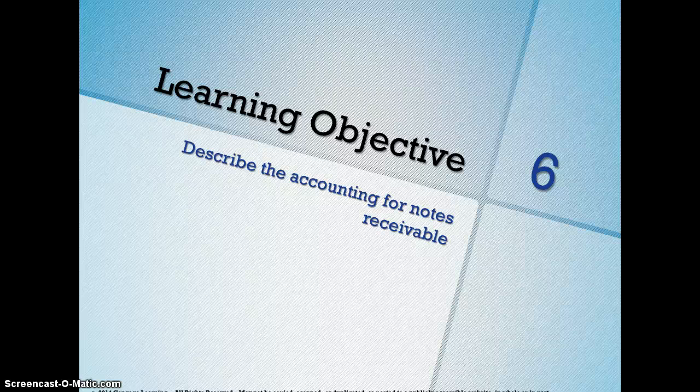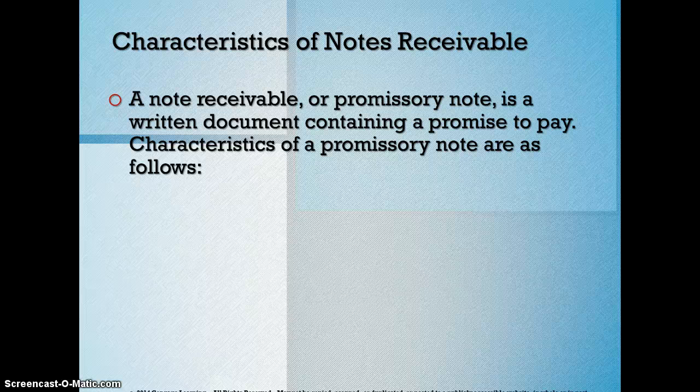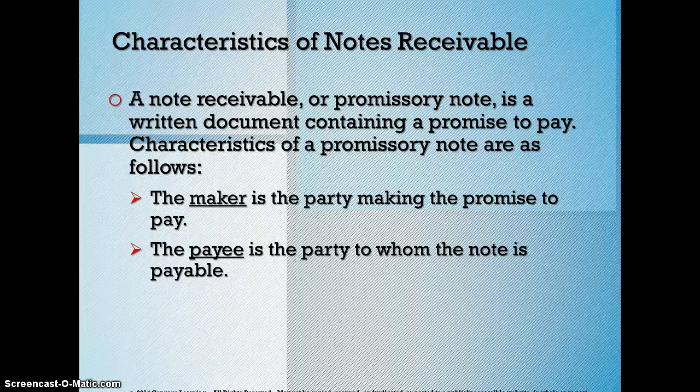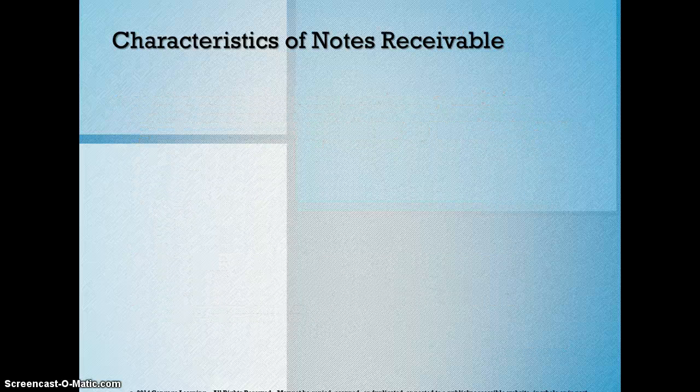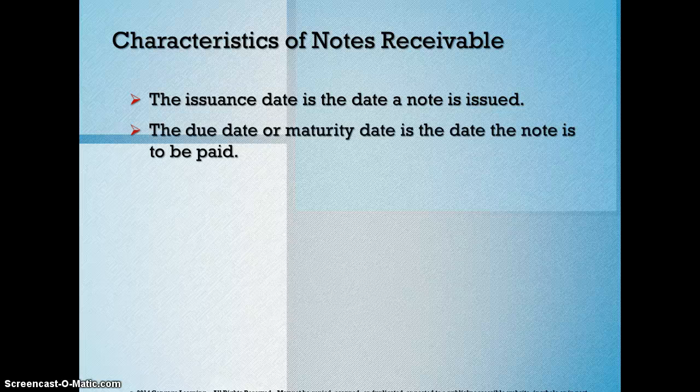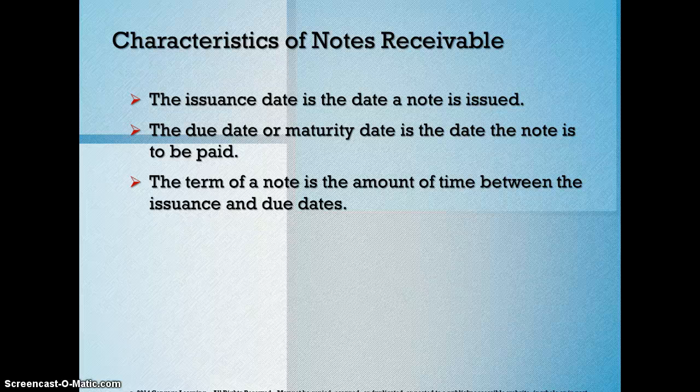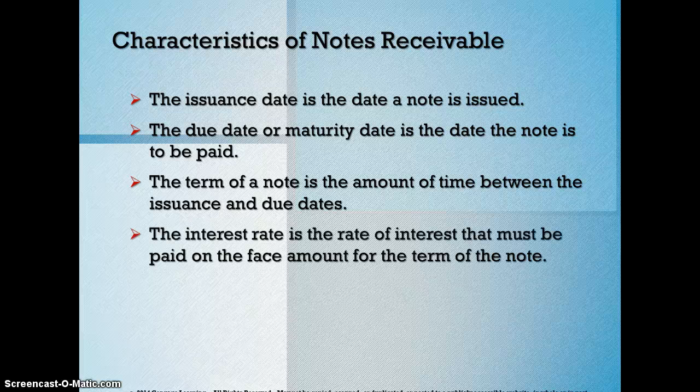Objective 6, describe the accounting for notes receivable. So this is our next very important objective. A note receivable or a promissory note is a written document, a promise to pay. It contains a few important things. The maker is the party making the promissory note. The payee is the party to whom the note is payable. Face amount, issuance date, due date, and the terms of the note are extremely important. And then, of course, also the interest rate.